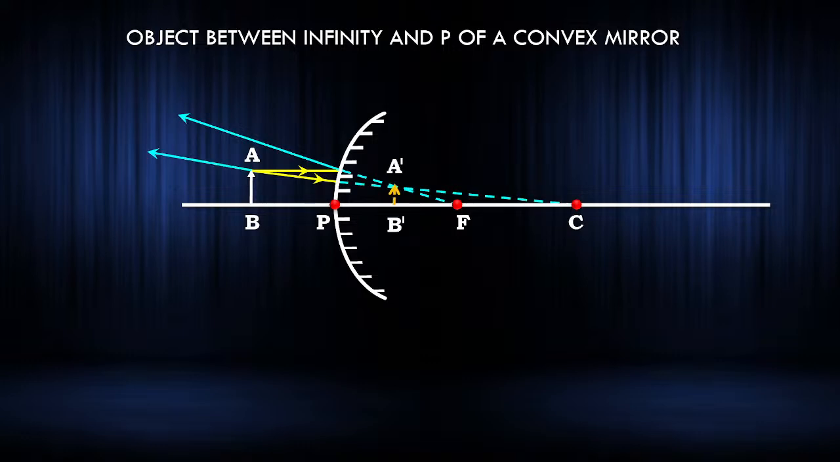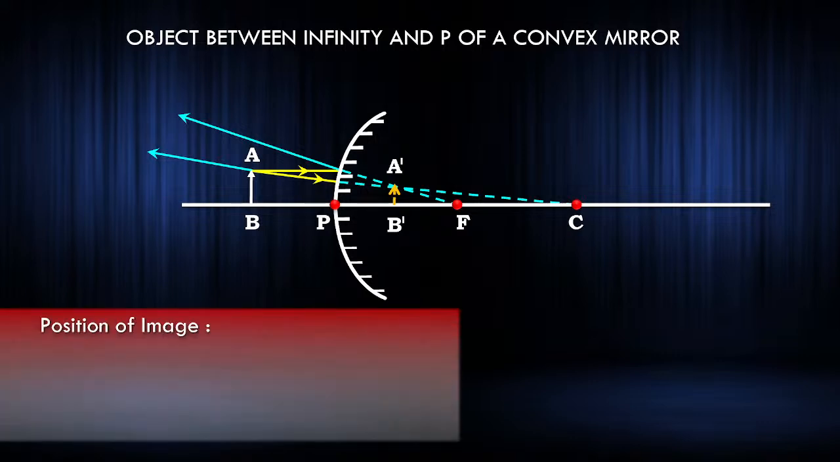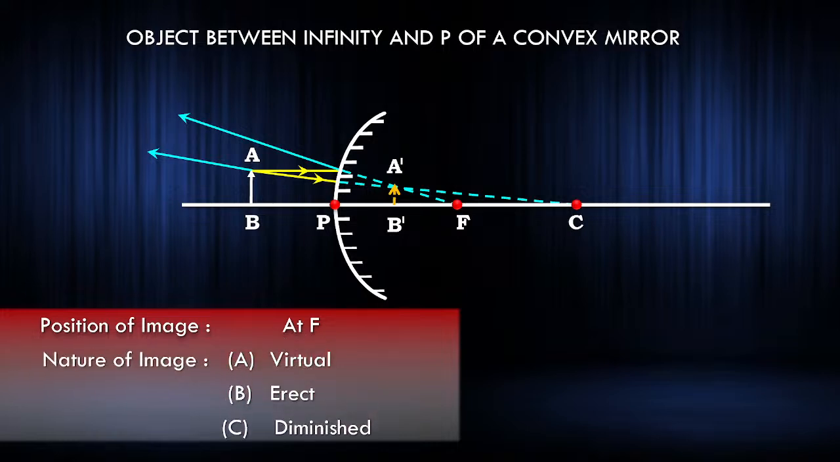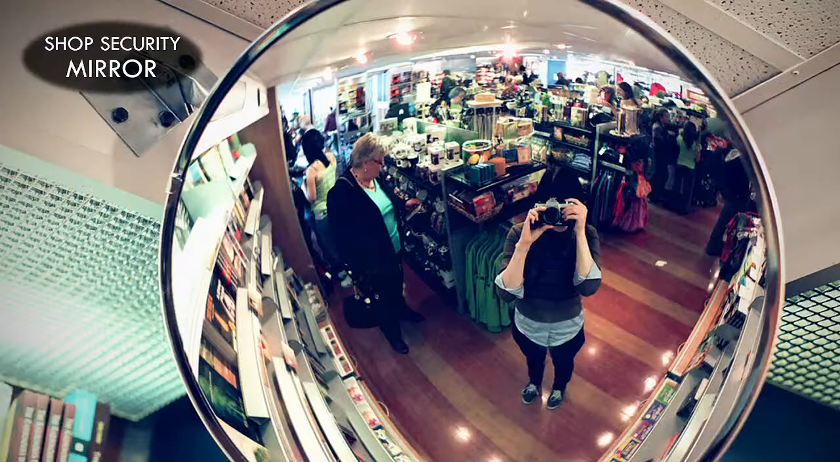And look at the image, A dash B dash, is it above the principal axis or below the principal axis? Above the principal axis. But now this will be like virtual. Okay, so look at this, at F, what happens? Virtual image, erect image and diminished. Okay, this is for convex mirror.